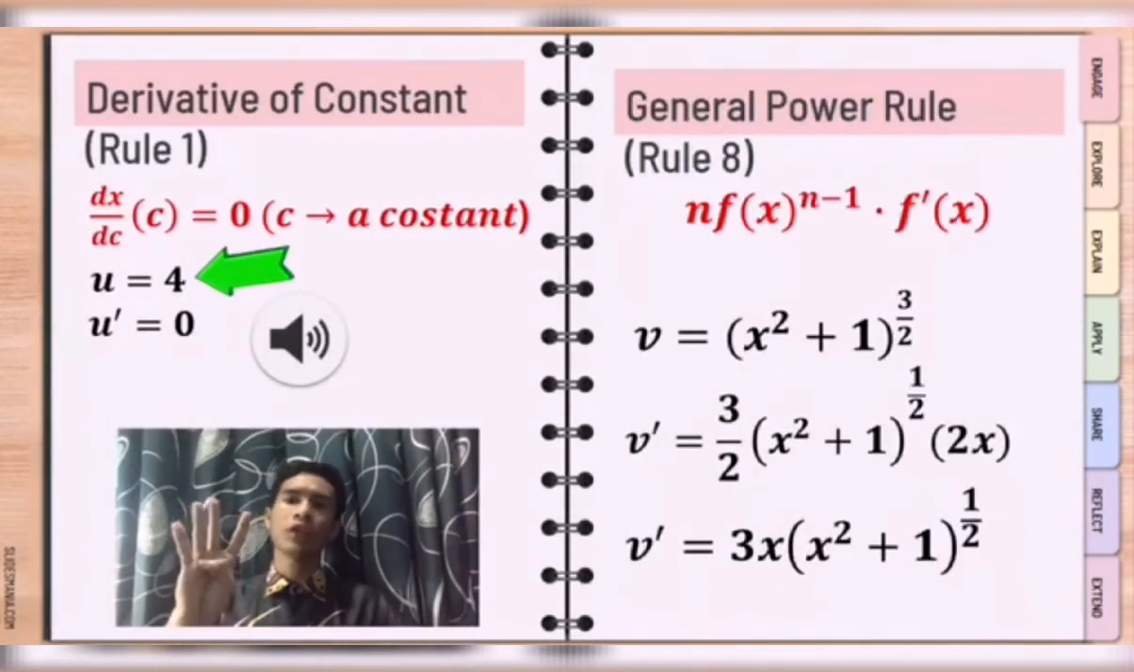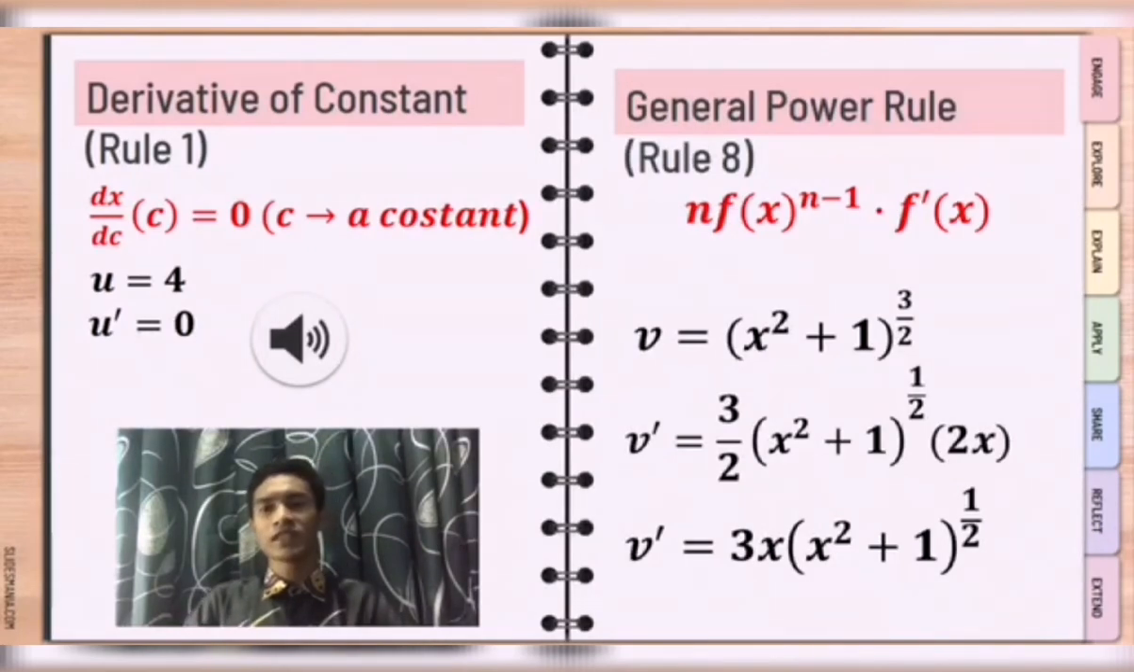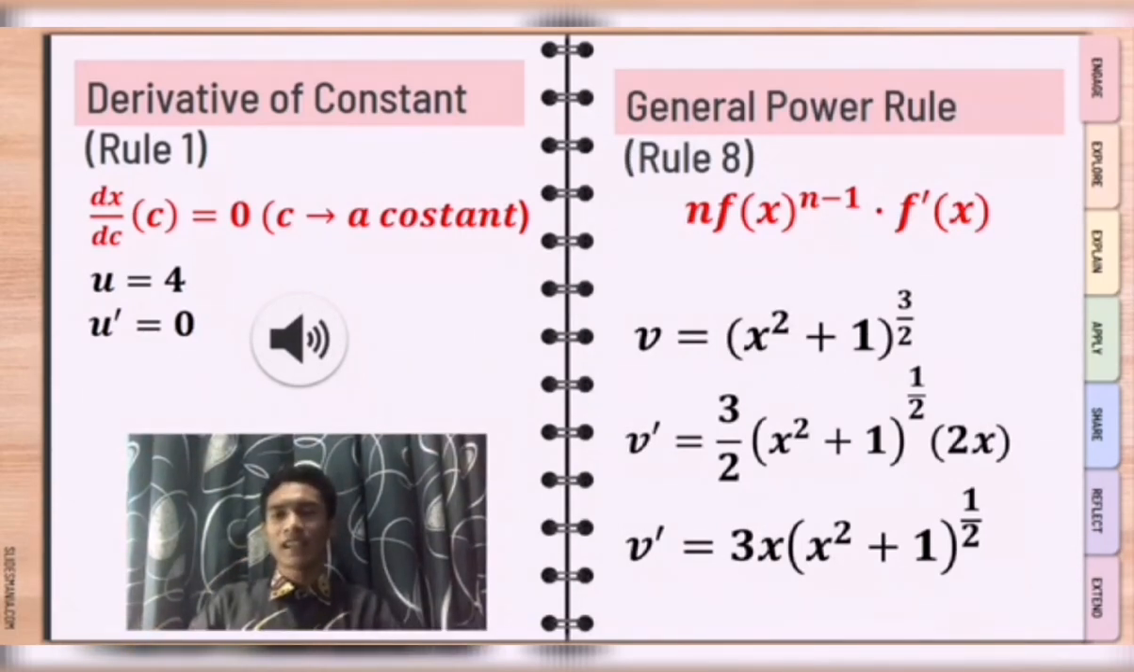Let's say 4 is u. After we differentiate, we get 0. This is because 4 is a constant and it is represented in the derivative of constant rule, or rule number 1. Let's say (x squared plus 1) power of 3 over 2 is v. After we differentiate, we get 3x times (x squared plus 1) power of 1 over 2.